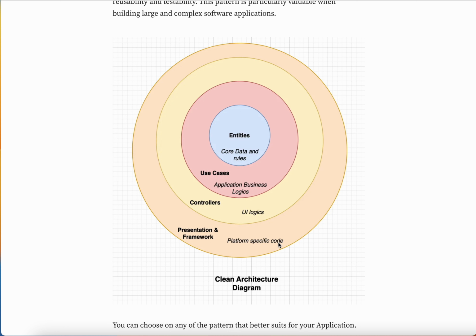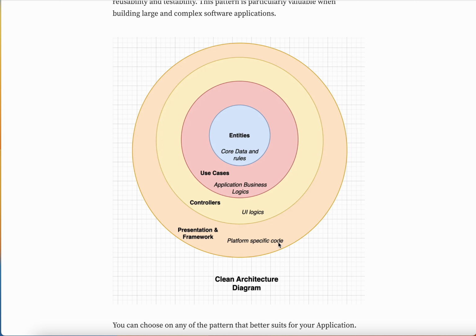The main idea of clean architecture is to organize your code into circles or layers, each with a specific purpose, following two important principles. The first principle is called the abstraction principle. This says that the inner layers should contain the core business logic, while the outer layers handle implementation details. So the closer you are to the center, the more abstract and independent of a specific platform your code becomes.